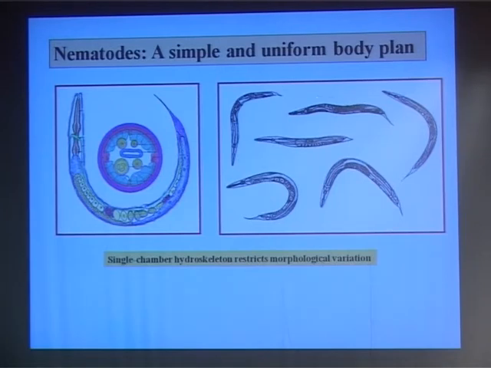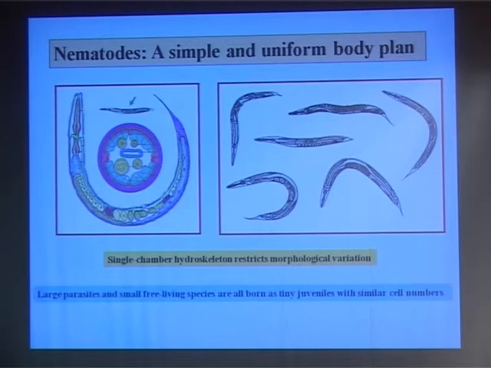If you look for nematodes in the soil, and many of our nematodes were found in our backyards or flower pots, and if not there, then in the backyards or flower pots of friends of ours, they look very similar to each other. And we believe that the morphological restrictions are due to this single-chambered hydroskeleton. That means the whole body is filled with fluid, with one chamber, and this fluid is under pressure. So if you would poke in, the whole worm would explode. So this kind of construction system restricts morphological variation.